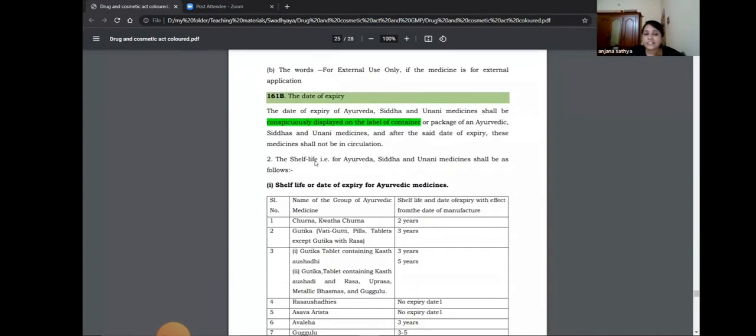Next is an important section, that is 161B, which explains the date of expiry. That has been explained in the Savirida Avadhi class. We have dealt with this section in great detail. So in rule number 161B, you can find the date of expiry of Ayurveda formulations.